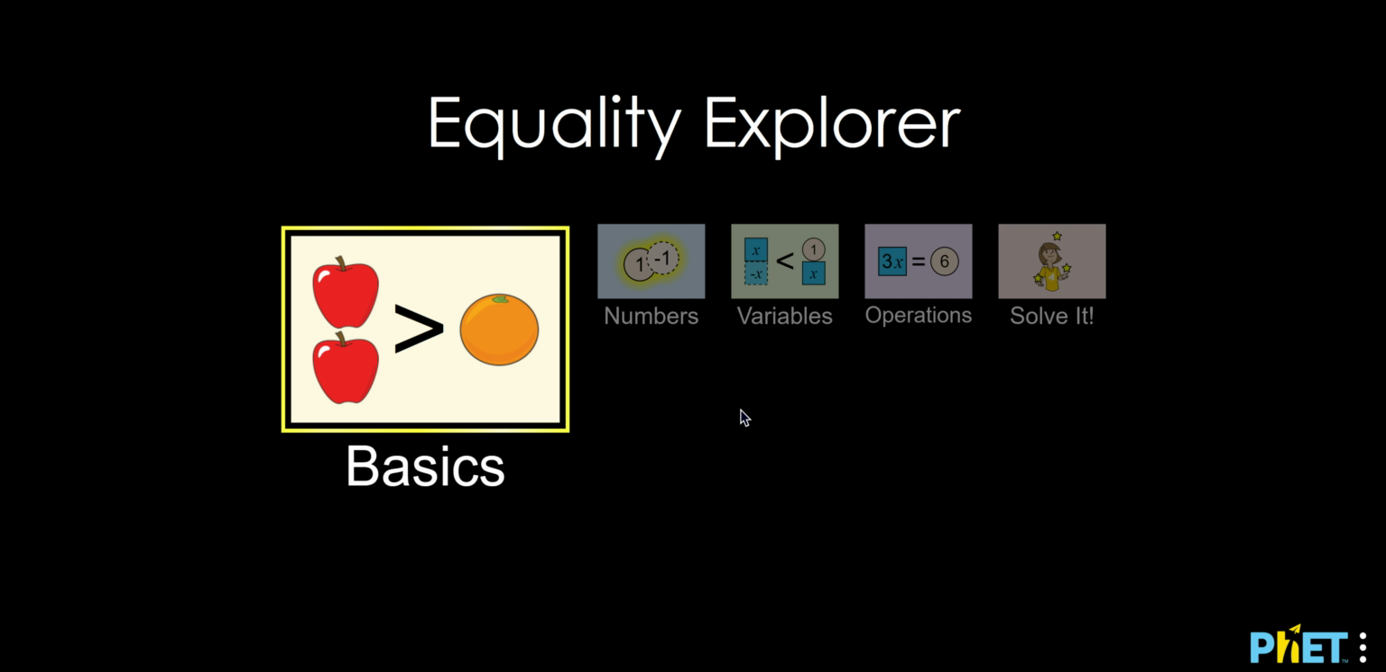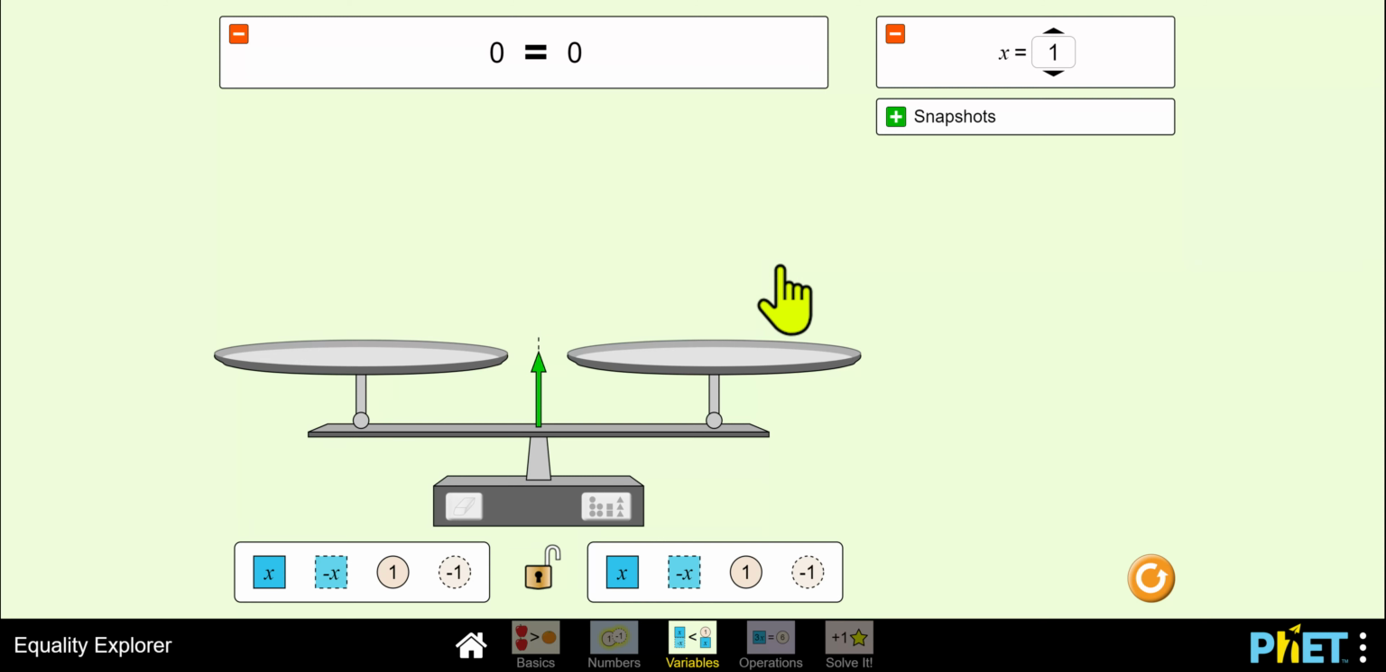To use the Equality Explorer, you're going to first select variables, and you have to double click it. So then let's say we want to model 2x minus 4 is greater than 2. Down here at the very bottom, we have our icons for the different values. And we have a left side on the balance, and we have a right side on the balance.